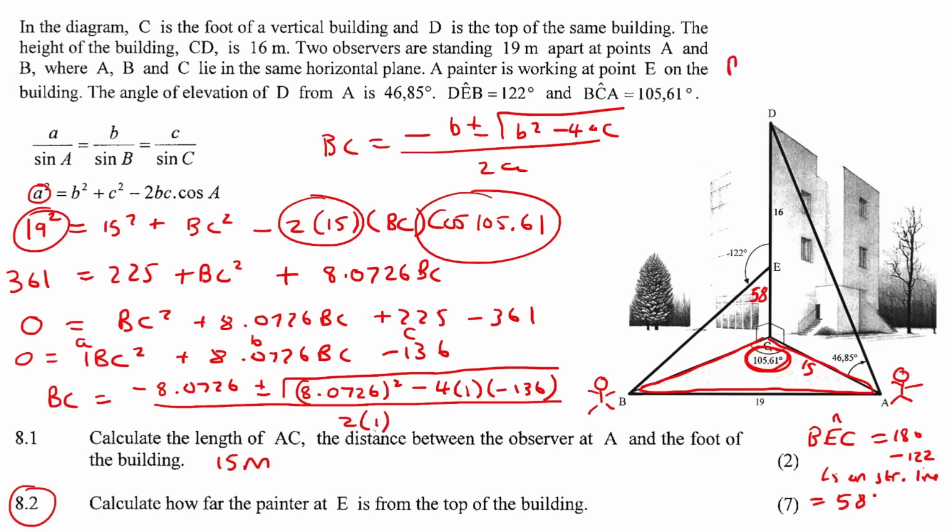Okay, so if we go solve this now, we're going to end up with BC as 8.3, a negative number, which obviously it can't be. Can't be a negative number, because it's a length. So BC is going to be 8.3 meters.